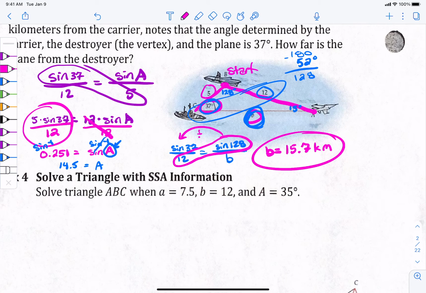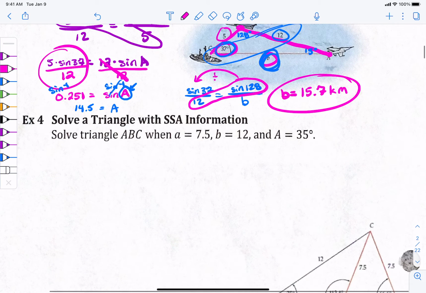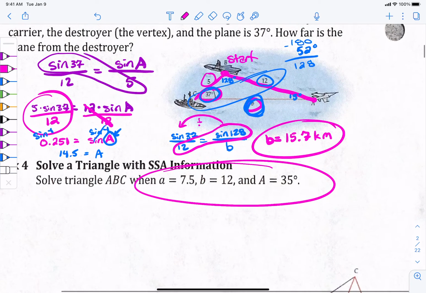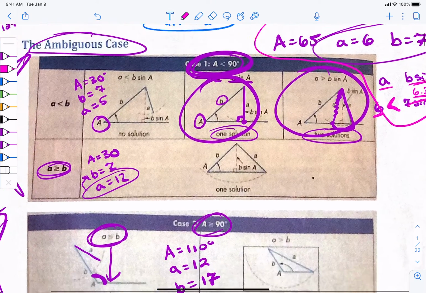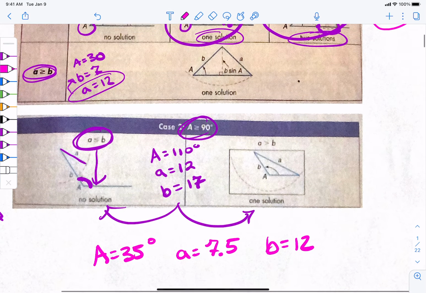Is this one gonna have an answer? I don't know. We aren't sure yet. Example 4 is not gonna have an answer? So, do we have to look at 35 to decide which chart, right? Yes. Okay, so let's go back up. This is the information that we're given. We're given A is 35, and we have 7.5 and 12. So let's go up to the chart. I have A is 35 degrees, little a is 7.5, and B is 12.